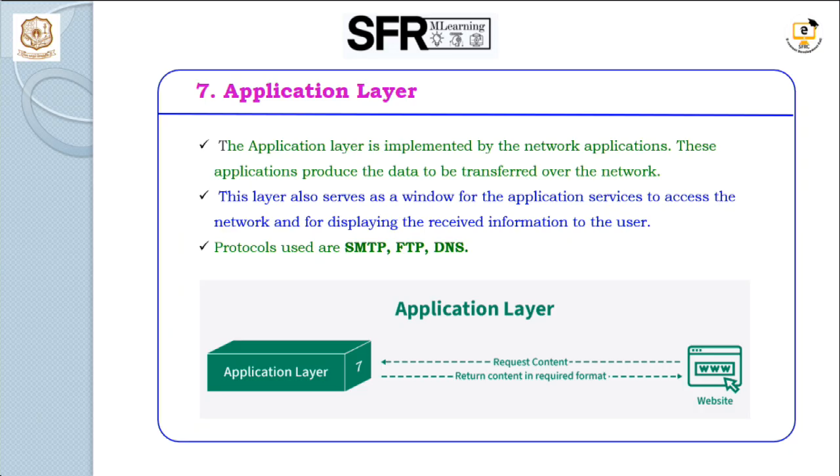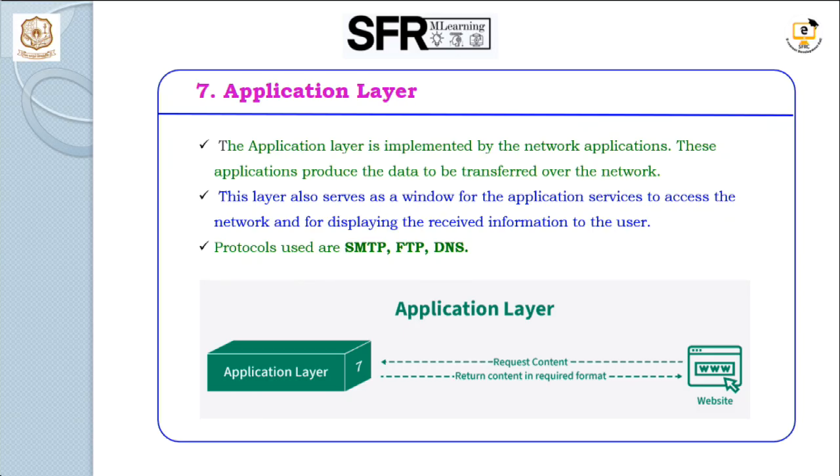The application layer is implemented by the network applications, which is nothing but what we are seeing on the web page. Imagine when you search something on a web page or type the mail address, you will get something on the screen. That screen will interact with us. This is called the application layer, which provides interaction between the user and the server. These applications produce the data to be transferred over the network.